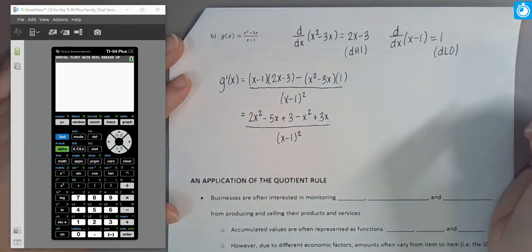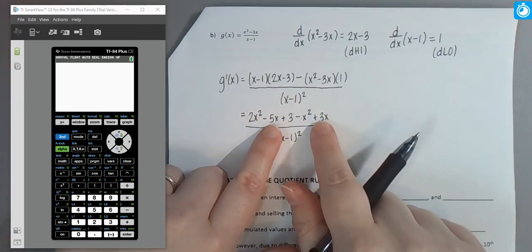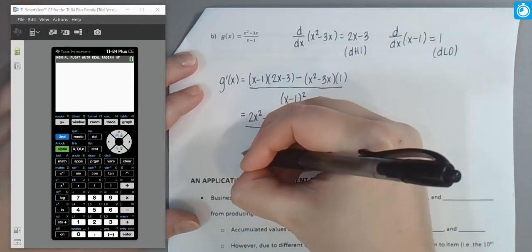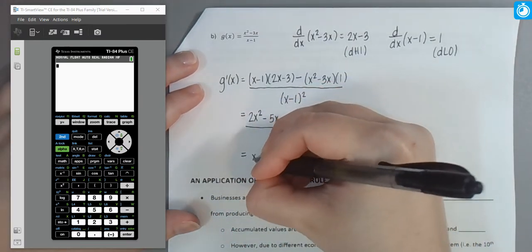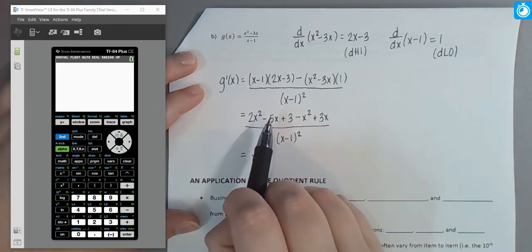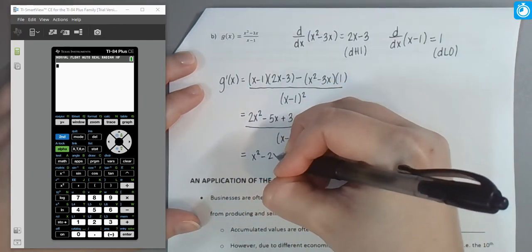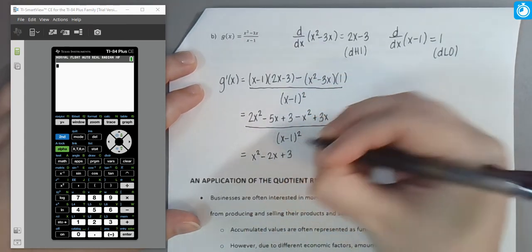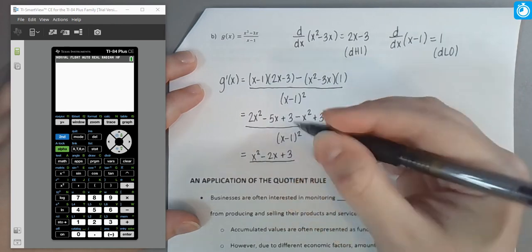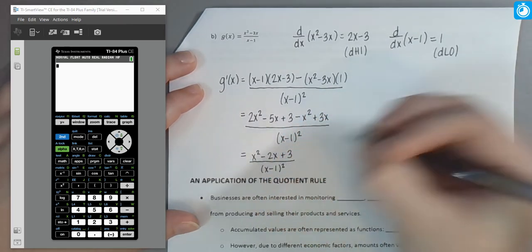Okay, do we have any like terms? Well, we've got 2 terms with an x squared. We've got 2 linear terms. So let's combine those together. So 2x squared minus x squared is going to be a single x squared. Negative 5x plus 3x is going to be negative 2x plus 3. All divided by x minus 1 squared.